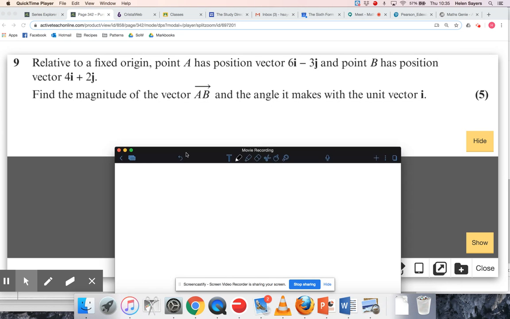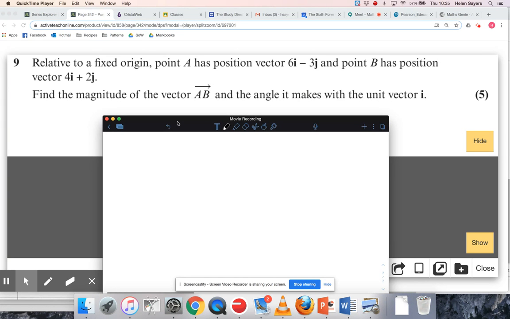Okay, so we've got the position vector of A. So I'm going to write these as column vectors. I just find it easier than working in i and j vectors, but however you prefer to do it is fine. Okay, so vector AB is basically asking me, how do I get from A to B? So there is a formula for that. So vector AB is vector OB minus vector OA.